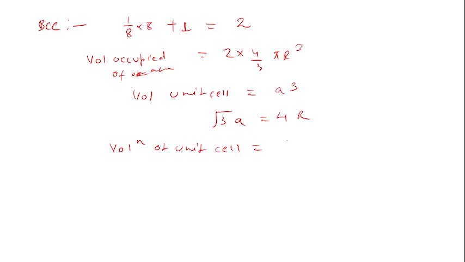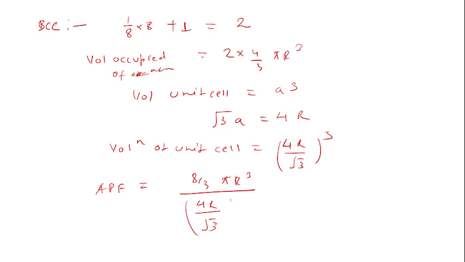The volume of the unit cell will be (4r divided by root 3) to the power 3. So your APF for BCC will be 8 by 3 pi r cube divided by (4r by root 3) to the power 3. It will be around 0.68. So that is how you calculate the packing factor.